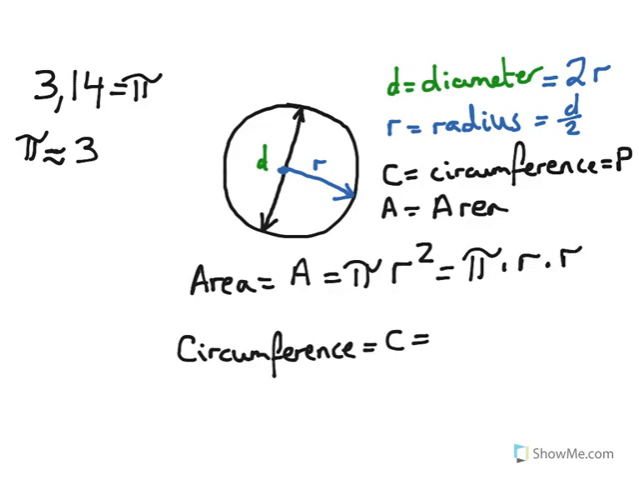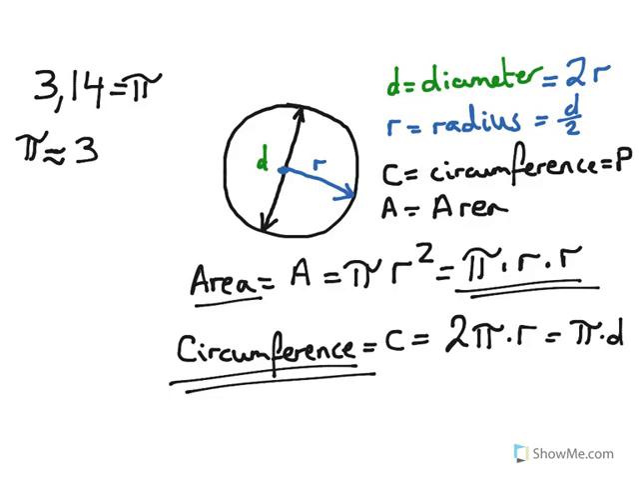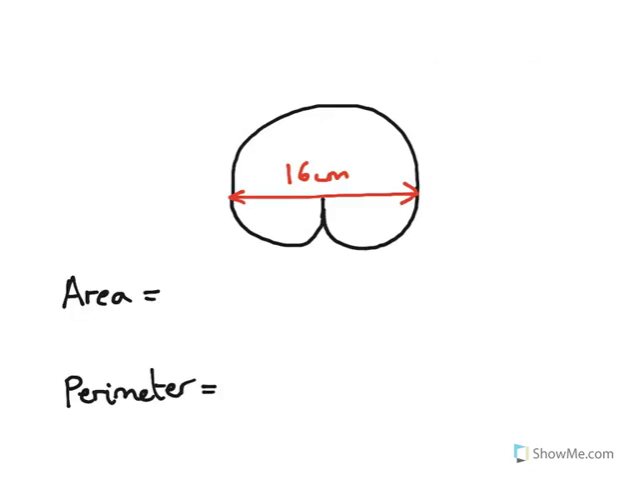And the circumference of a circle is determined as 2 times pi times the radius, or that's the same as pi times the diameter. So these are the basic things we need to be able to work out the areas and circumferences of circles, and these formulas are super important. You should know them. They will be given to you on some of the national tests, but not on all of them.